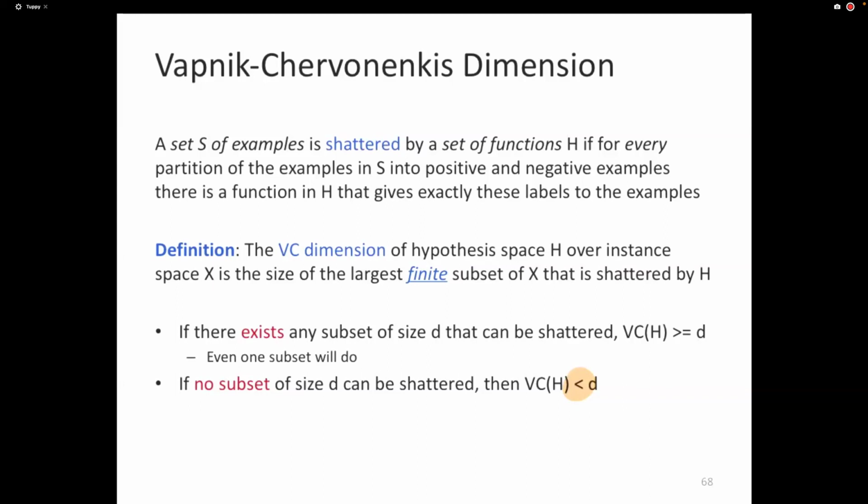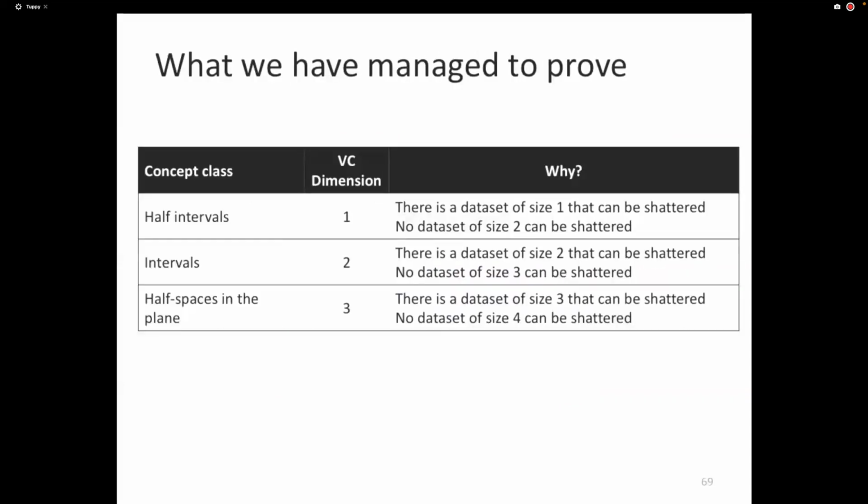In fact, we've already proved a bunch of VC dimension results. I'm just going to summarize them. For half intervals, where everything inside is positive and everything outside is negative, there is at least one data set consisting of 1 point that can be shattered. No data set of size 2 can be shattered, so the VC dimension of half intervals is exactly 1.